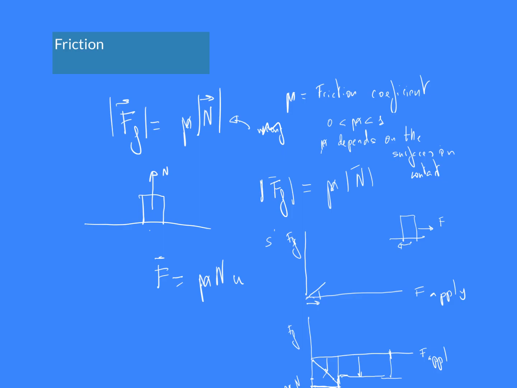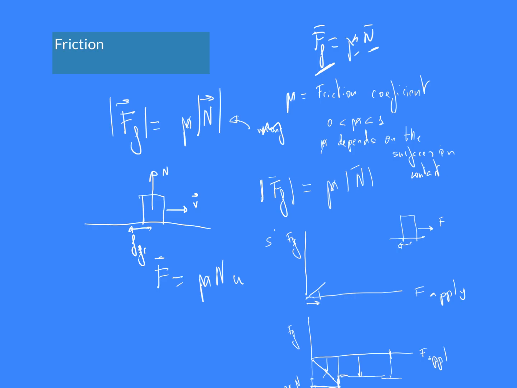Why do I say that this is wrong? Because the friction force is going in some direction that is opposite to the velocity vector. So if the object is moving like this, the friction force is going in the opposite direction. This is the friction force. So I cannot write the equation friction force equals mu times N, because N is going upwards and the friction force is not going upwards.